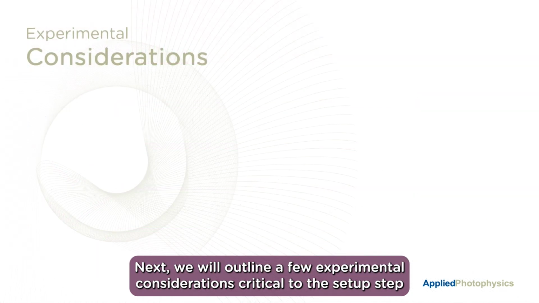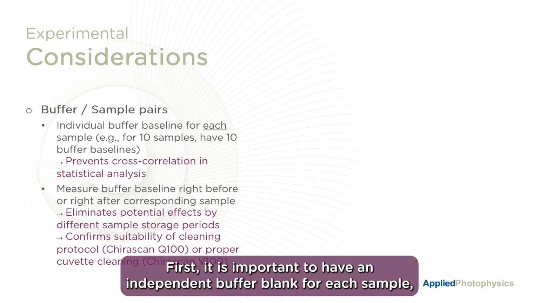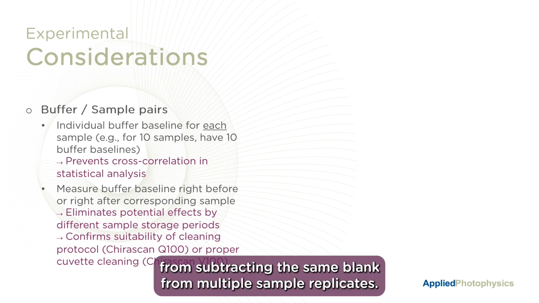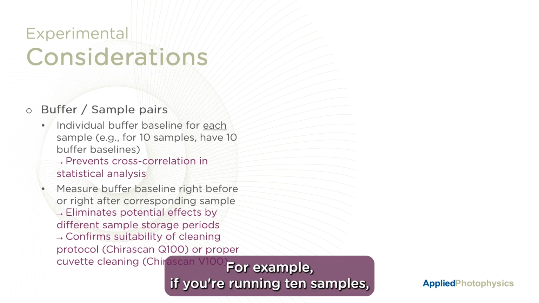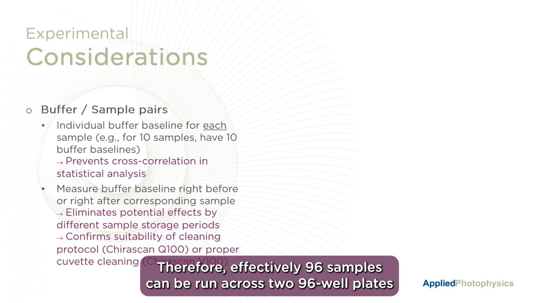Next, we will outline a few experimental considerations critical to the setup step, and then discuss them more fully in turn. First, it is important to have an independent buffer blank for each sample, as this prevents cross-correlation in the statistical analysis that would result from subtracting the same blank from multiple sample replicates. For example, if you're running 10 samples, there need to be 10 individual buffer baselines as well. Therefore, effectively 96 samples can be run across two 96 well plates.